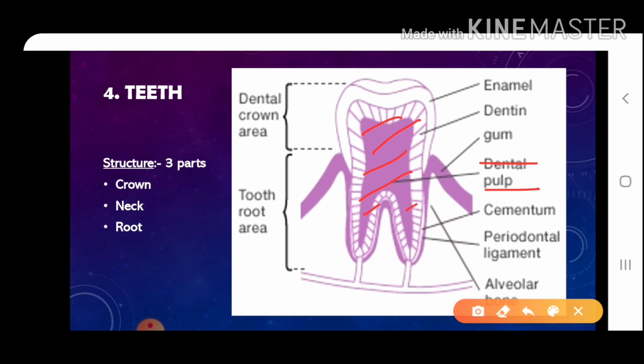Now finally we have the pulp canal. This narrow path that you can see at the bottom, which enters into the pulp cavity, is referred to as the pulp canal. It is a path through which blood vessels and nerves enter into the pulp cavity. I hope this much is clear to you. And this part, since it is below the gum, is referred to as the root of the tooth. Okay.